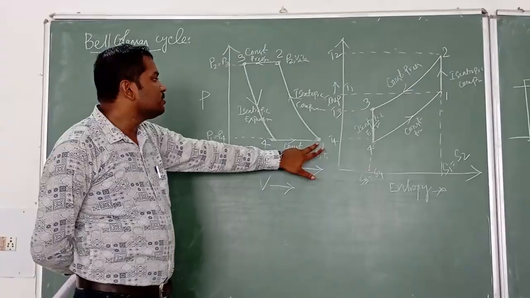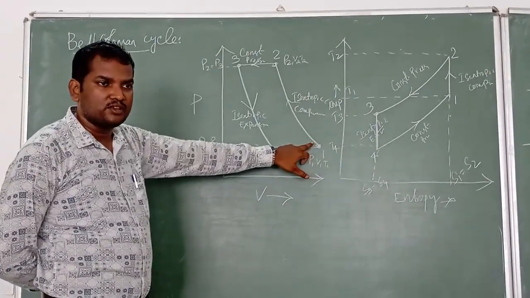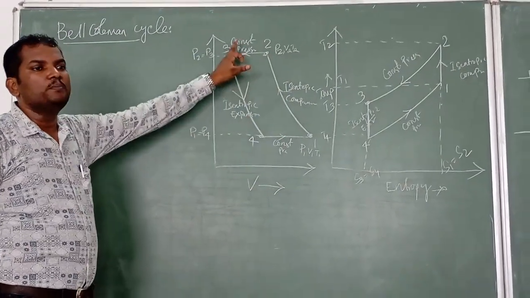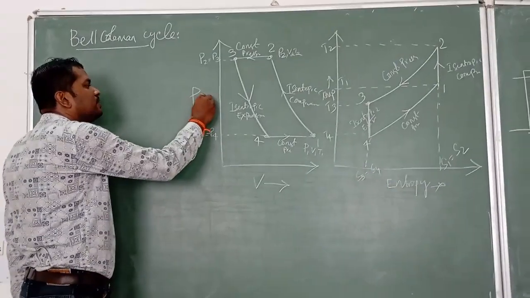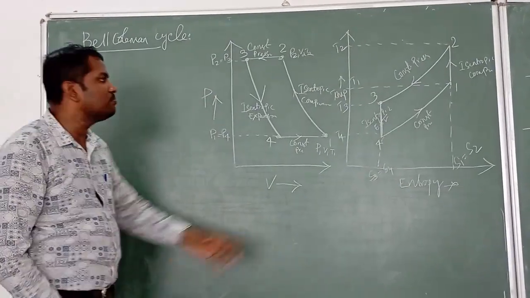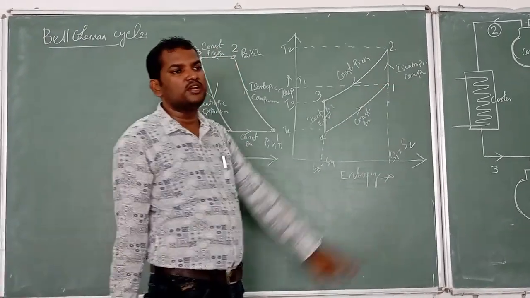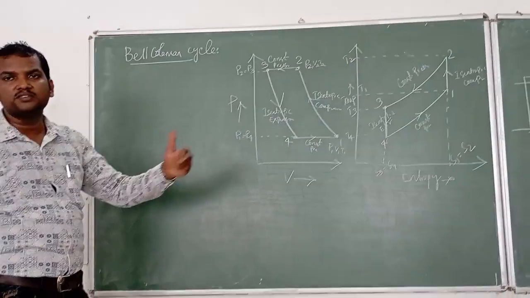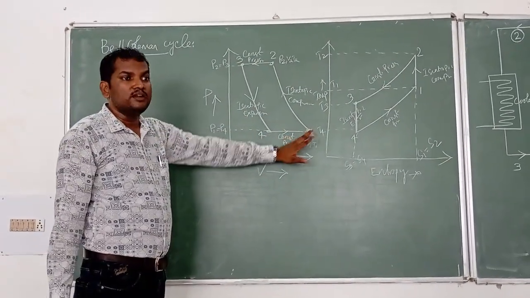So first of all, during the isentropic compression process, what happens to the pressure? Pressure increases from P1 to P2. It is increasing, going up on the graph, from P1 to P2. Temperature also increases from P1 to P2. Both pressure and temperature increase. Then what happens to volume? Volume decreases.